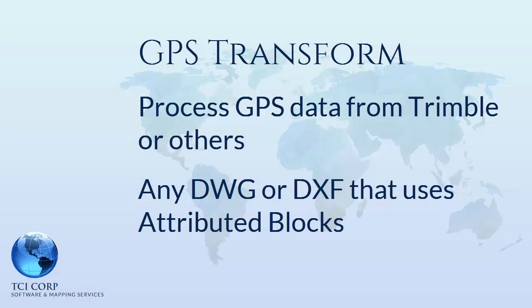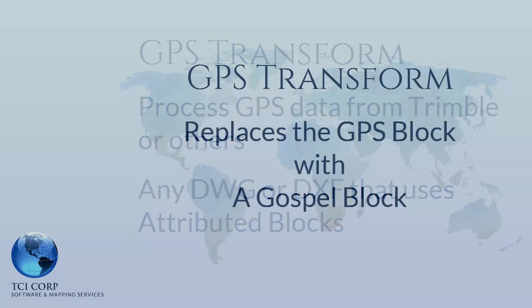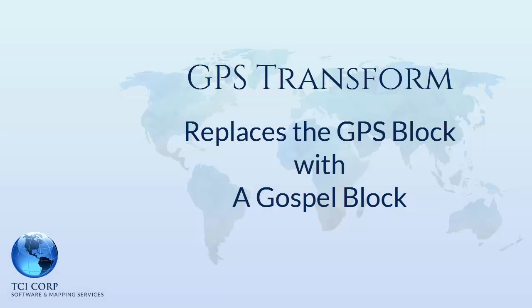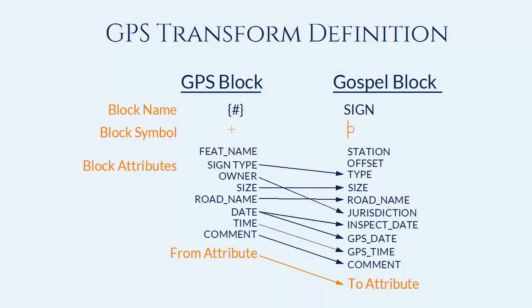The GPS transform process uses data exported from your GPS software. Originally designed for use with Trimble Pathfinder Office, the GPS transform process can use any DWG data which uses attributed blocks. The GPS block will be replaced with GPSL blocks according to setup definitions you can save and recall. GPSL blocks are defined by you and can include all of the attributes you need.